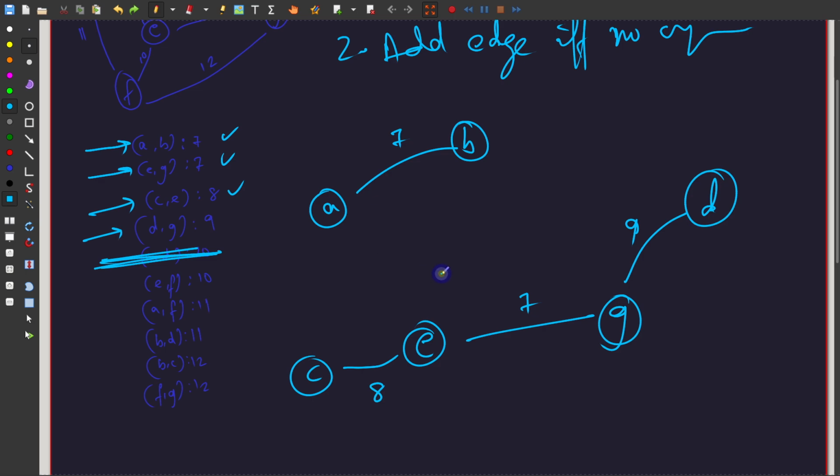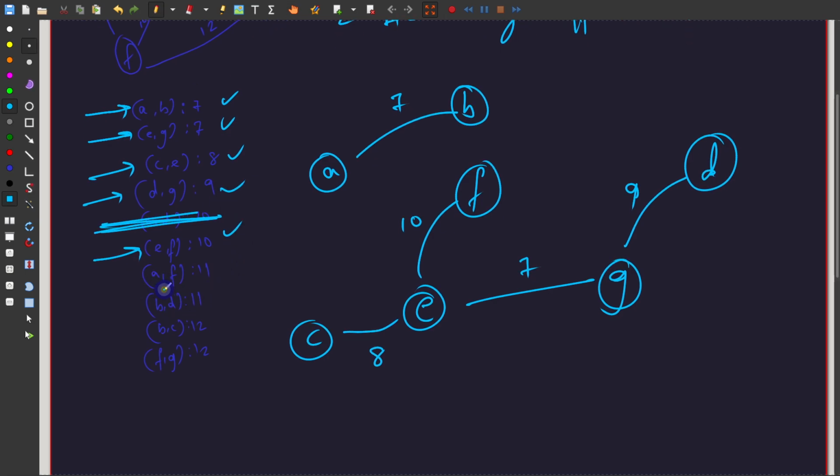Next we have ef. So f does not exist right now, so we'll just add an f, no problem. And ef costs a 10. So that is done, we added it happily. Now af, can we add af? Yes, we can add af. There is no cycle forming right now, so we can do that. Af will cost us 11, we can move on. So that is also good.